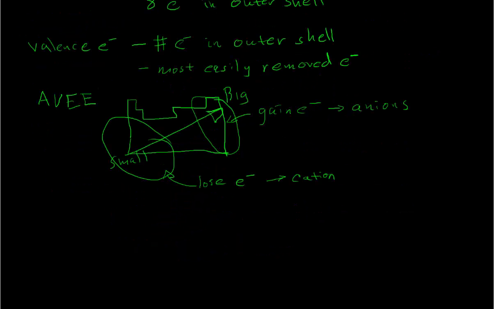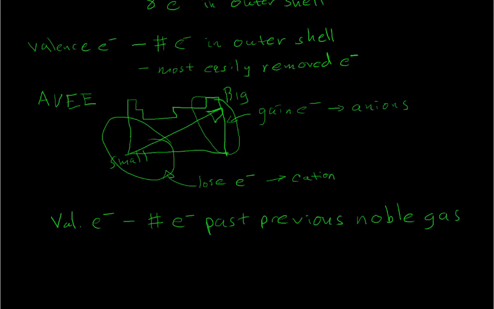So let's write down a more specific definition for how we can figure out how many valence electrons an atom has. So the valence electrons will be the number of electrons past the previous noble gas, but we're going to omit any filled D or F subshells.